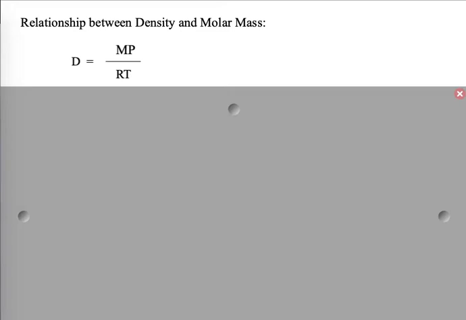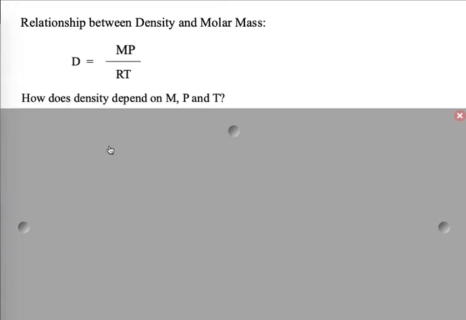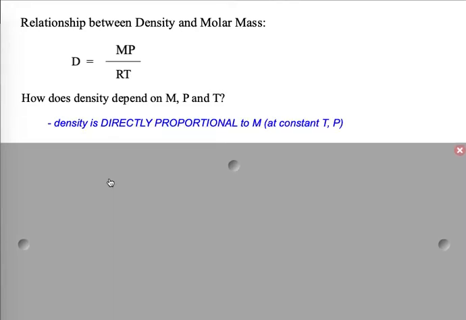So here's the relationship between density and molar mass. Let's ask ourselves, how does the density depend upon these three variables, molar mass, pressure, and temperature, when the others are being held constant? Well, I simply look at the equation and see that density and molar mass are on opposite sides of the equal sign, both in the numerator, so that must mean that density is directly proportional to molar mass when the temperature and pressure are constant, which makes sense. At constant temperature and pressure, an equal number of particles will have an equal volume. If I increase the total mass by increasing the molar mass, then the density should increase as well.